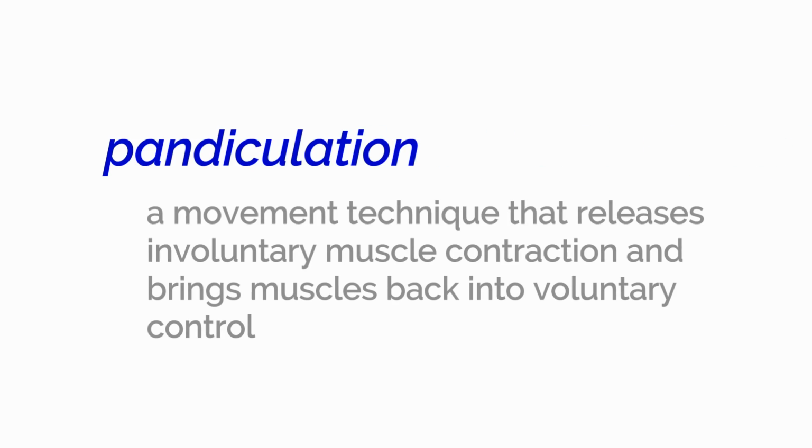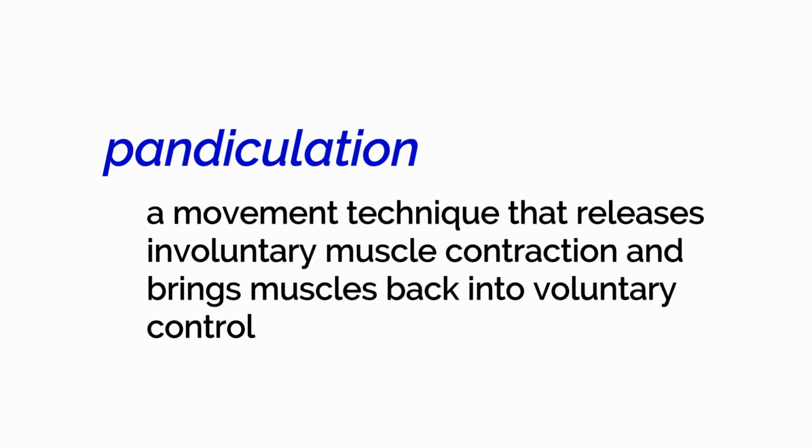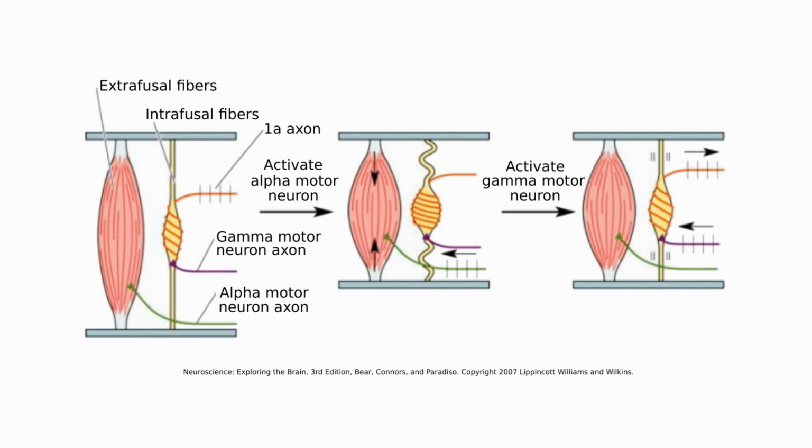In clinical somatics, we use a movement technique called pandiculation that releases involuntary muscle contraction and brings muscles back into voluntary control. Pandiculation resets the alpha-gamma loop, a feedback loop in the nervous system that controls the resting level of muscle tension. Pandiculation is very gentle, and it's also very relaxing because it releases your tight muscles. Now, everyone is different, but what I've observed in the people I've worked with who have idiopathic scoliosis is that their muscular pain tends to improve quickly with clinical somatics, and their spine gradually straightens over time.